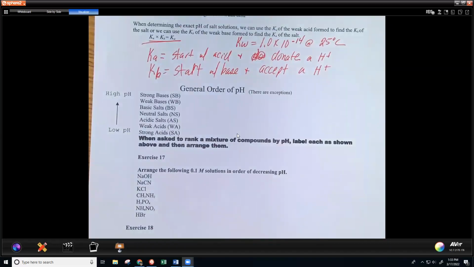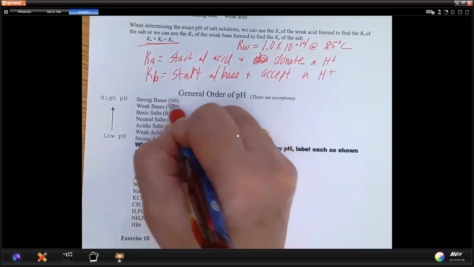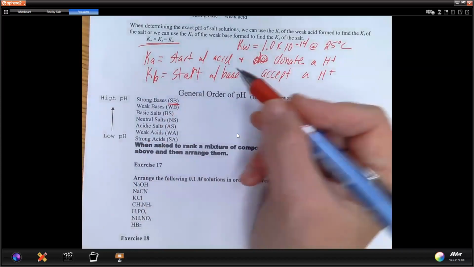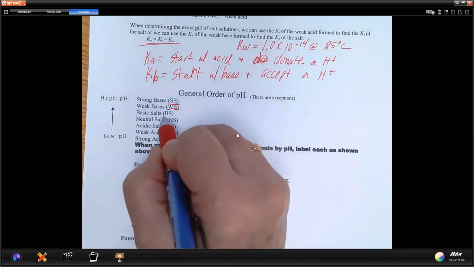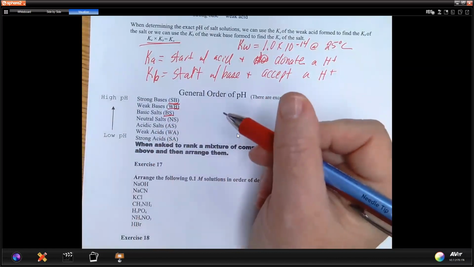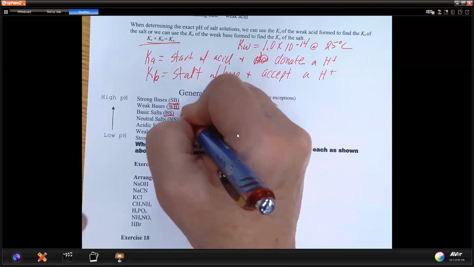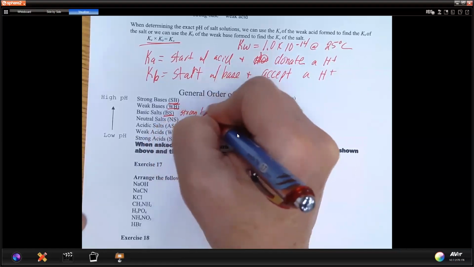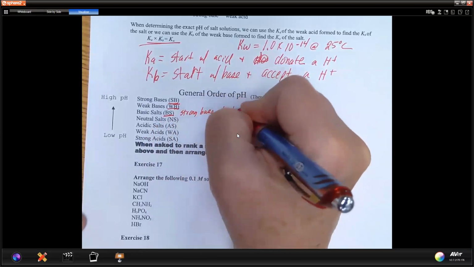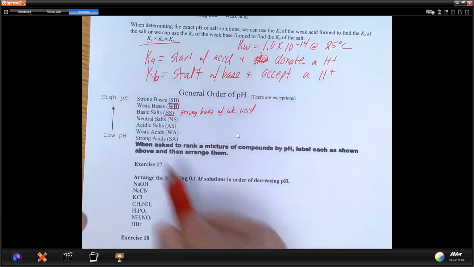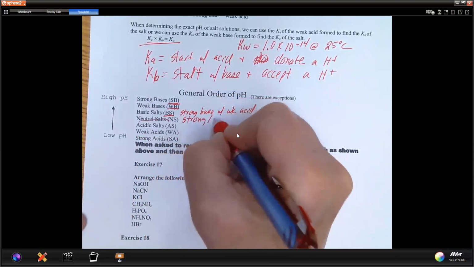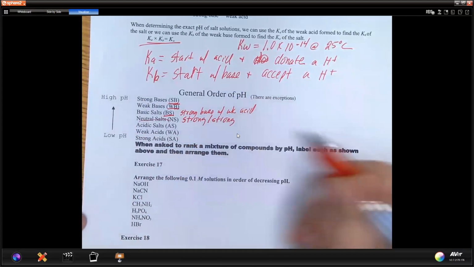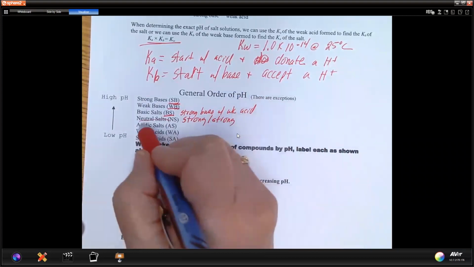All right, so the general order of pH is your strong base is going to have your highest pH. Then after that, weak bases. Then basic salt. So a basic salt is when you have a strong base with a weak acid. That's your combination. Then neutral salt is whenever you have strong base with strong acid. Then acidic salt.